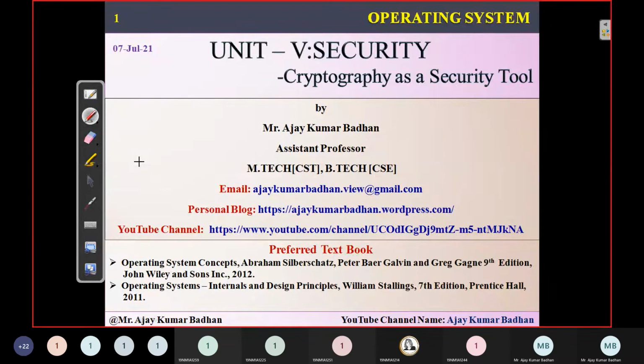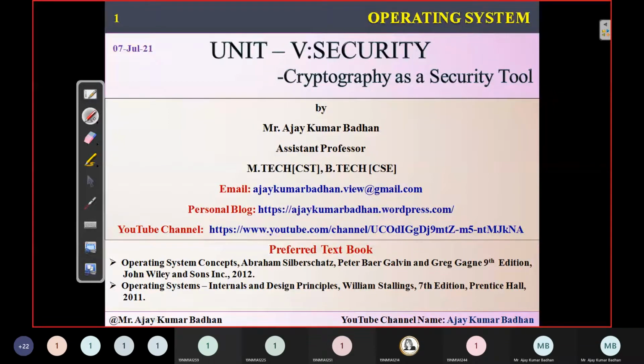Cryptography is the only tool we have to provide security with respect to the data we are storing and the data we are transmitting over the network. This is the one technique that is mostly used in every aspect of transmission of data over the network.